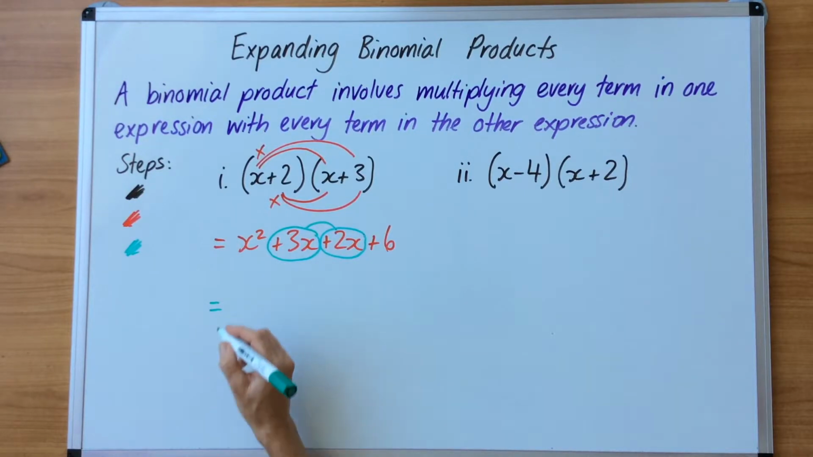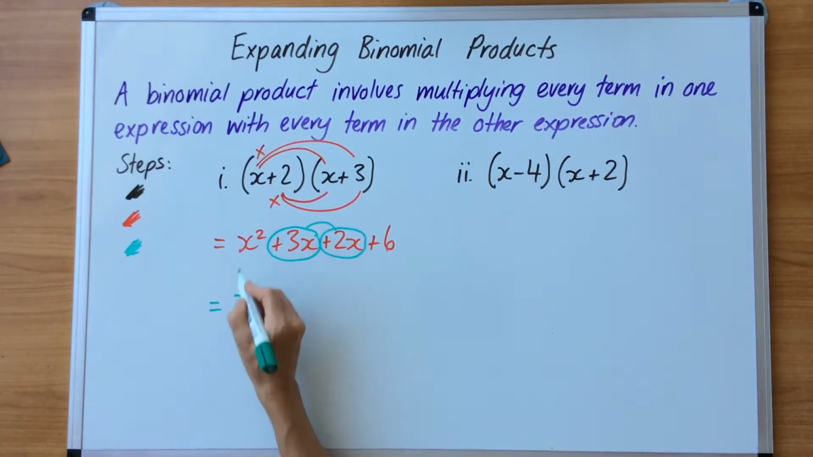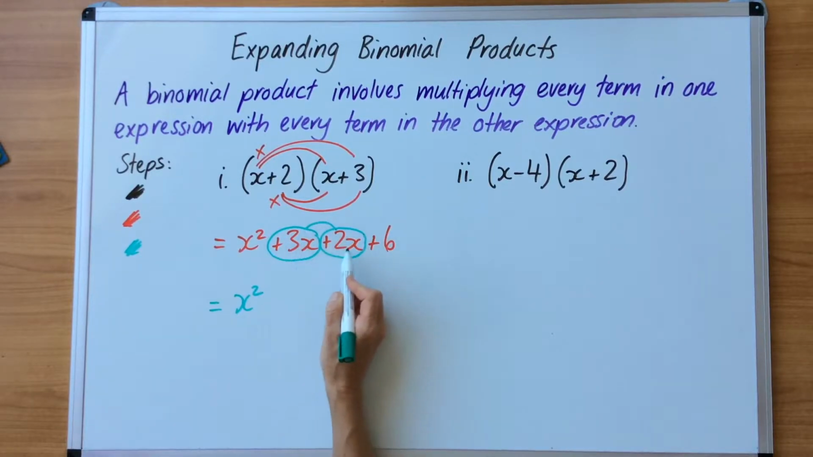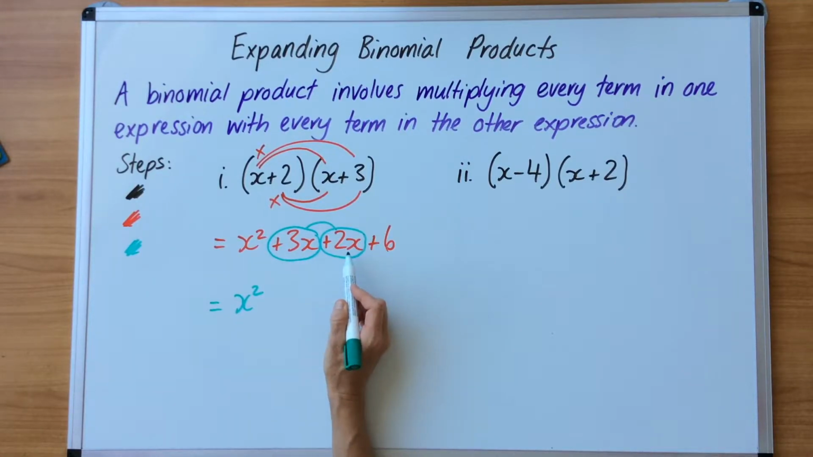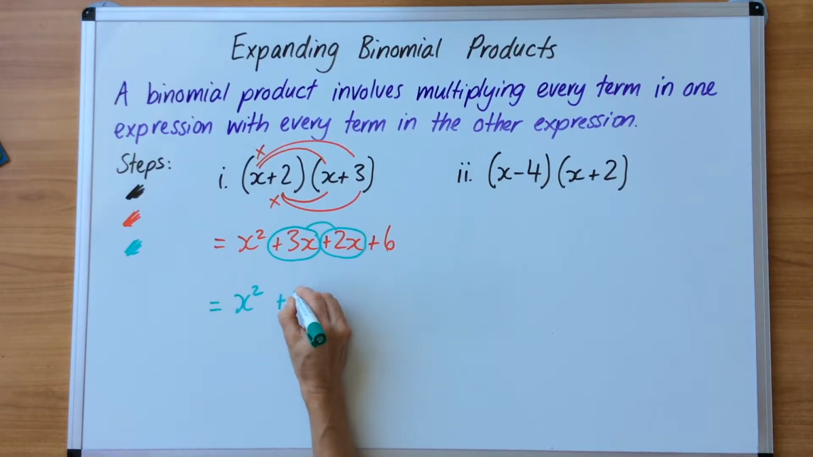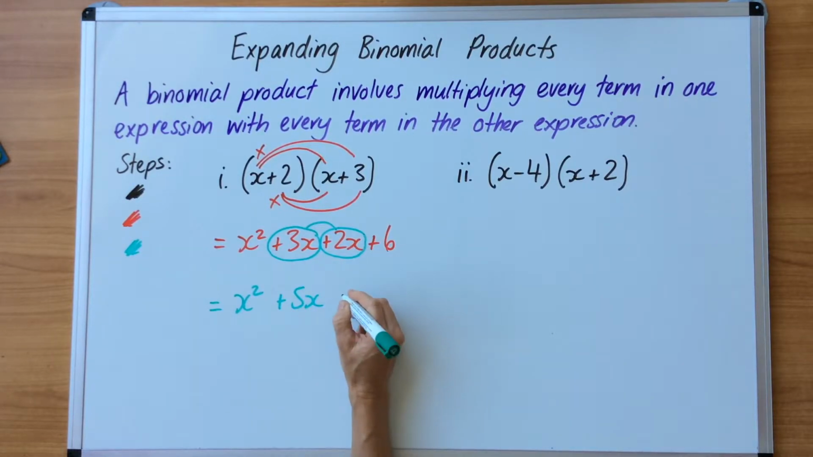So what's not related just simply drops down. So x to the power of 2, or x squared, drops down. And now I actually solve these like terms. I'm going to add them because it tells me to. So we have a positive 3x plus a positive 2x. That gives me a positive 5x. And then I simply drop down the positive 6. So I've just answered the first one.